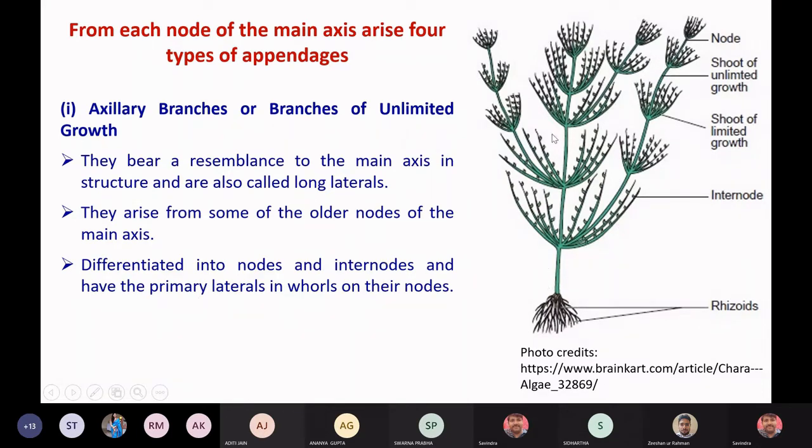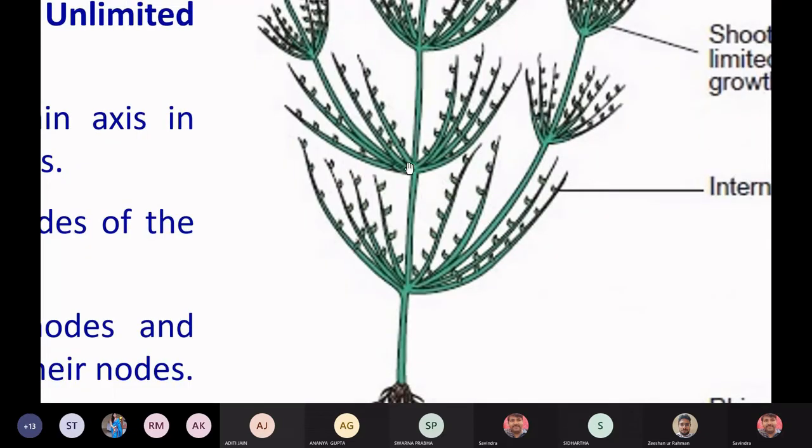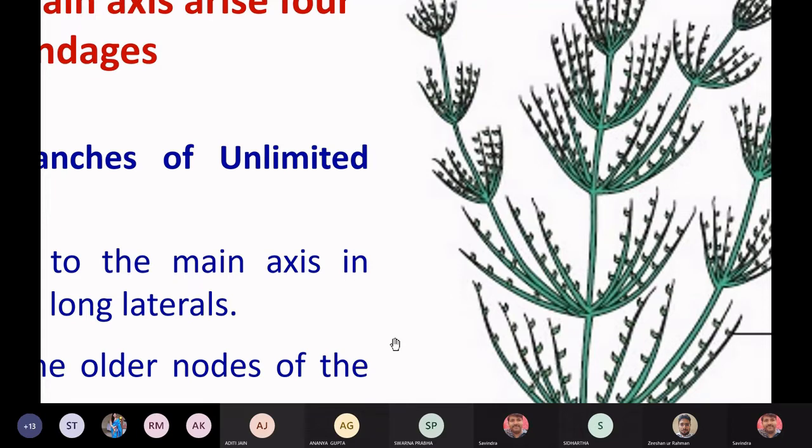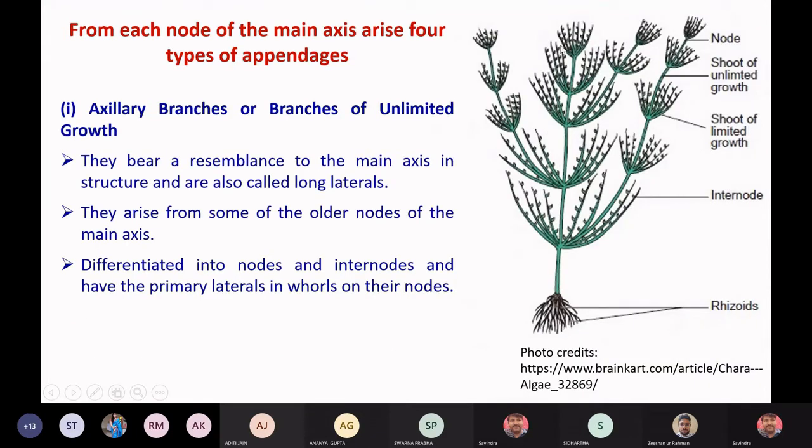They're differentiated into nodes and internodes just like the main axis. जैसे main axis को आप बोलते हैं ना, यहाँ पे node और internode है. Same way you can see that this is node, and in between it is internode. This is node, and in between area it is internode. So they are exactly the same like the main axis. This is the main axis. इसको आप label please कर लीजिएगा.